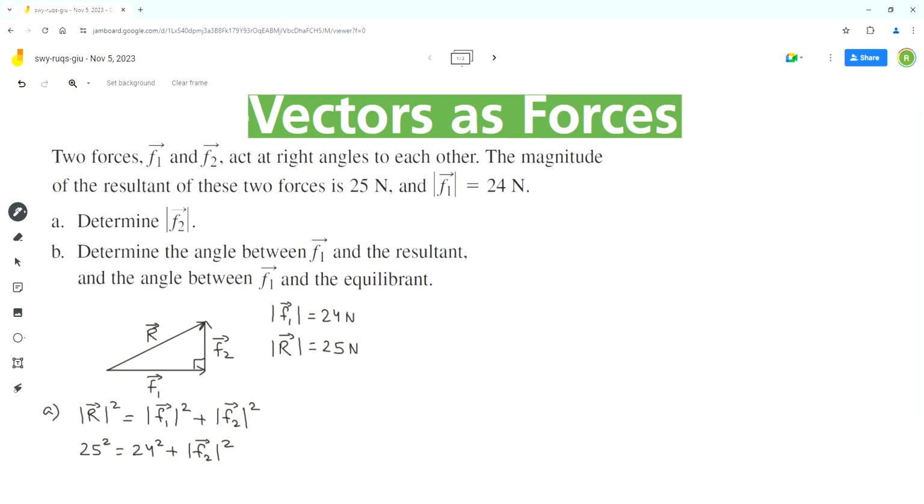So 25 square is equal to 625 and 24 square is equal to 576. Now we can subtract 576 from both sides. So we get, because we want to isolate magnitude of F2. And 625 minus 576 is equal to 49.